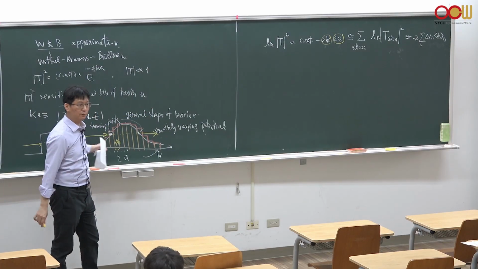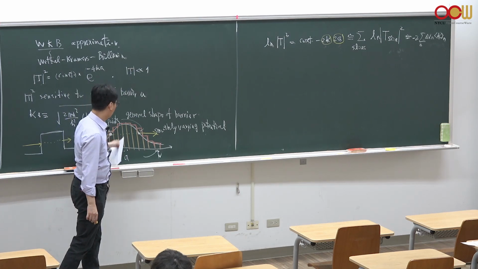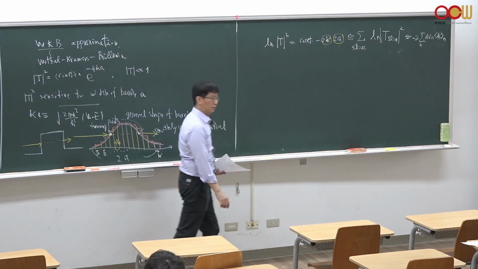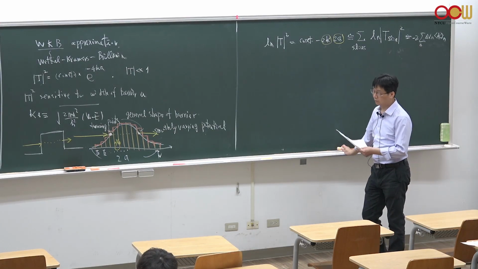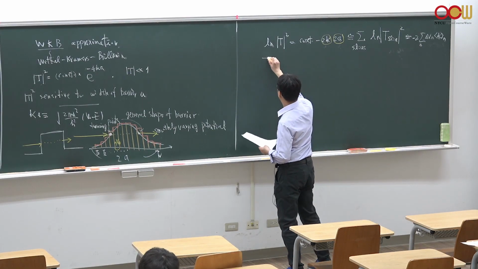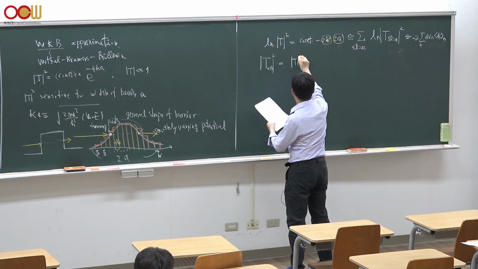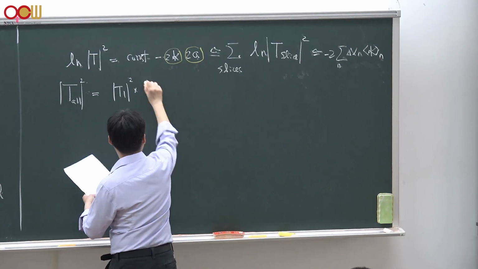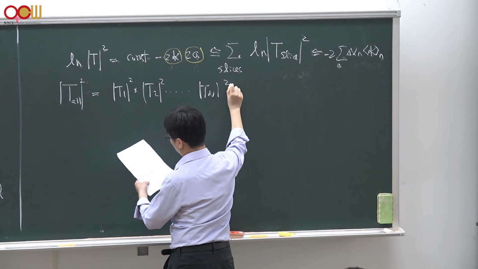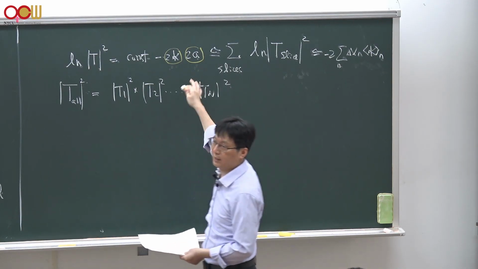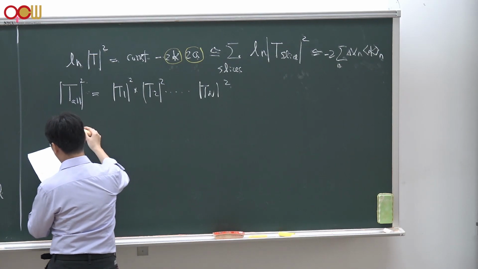You simply sum over all these logs of the Tn squared over each little slice of the rectangle, and you could approximately find the total transmission for this general shape of barrier: T1 squared times T2 squared times Tn squared. And we can actually calculate this WKB approximated form of T squared.